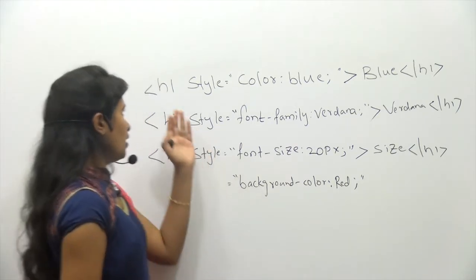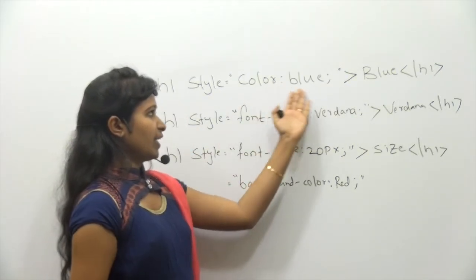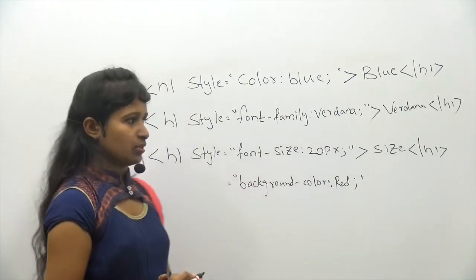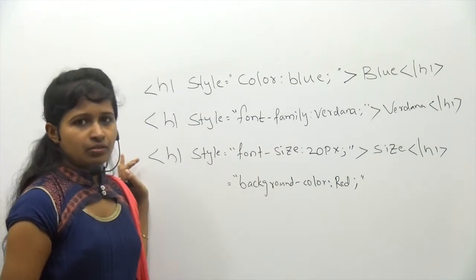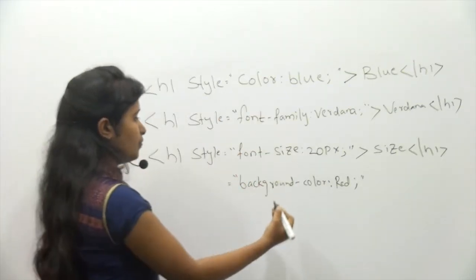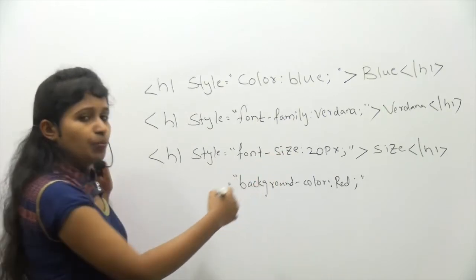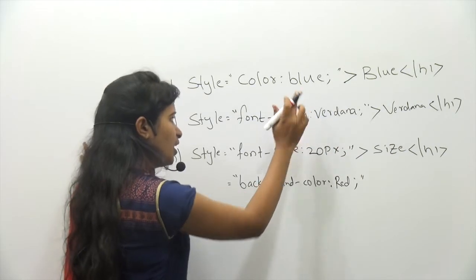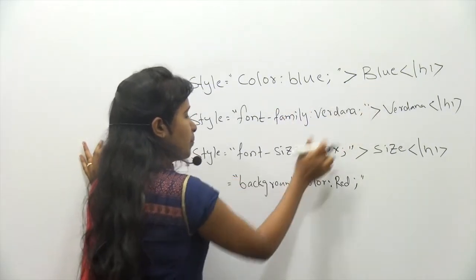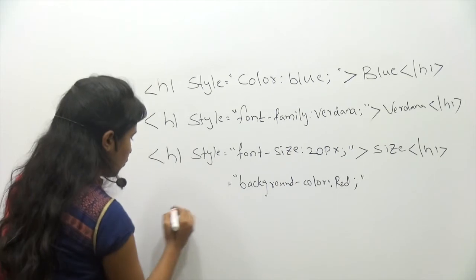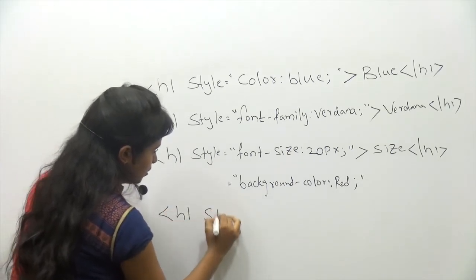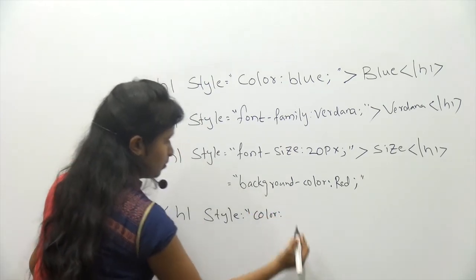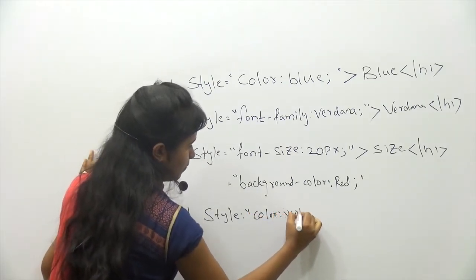Now see here, I am giving my H1 element a text color blue, a font family Vardhana, and a font size of 20 pixels. I gave separate styles separately. If I want to give more than one, I need to give color blue, font family Vardhana, and my size will be 20 pixels. Then how? See here, H1 style. In this style you can add color. Color will be violet.